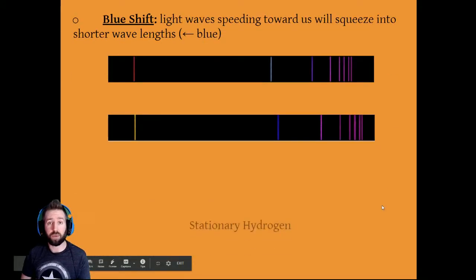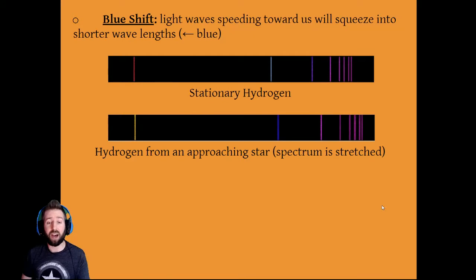So the next one is the blue shift, and it's the exact opposite. So light waves speeding towards you will squeeze into shorter wavelengths, which are then going to appear more blue. So if you look at the stationary hydrogen, which is on top, you'll see that there's a regular pattern. Again, this is what you would see in the lab, totally stationary. Stationary means not moving. And then on the bottom, you can see it's the same pattern, but it's moved just a tiny bit towards that purple or blue end of the spectrum.